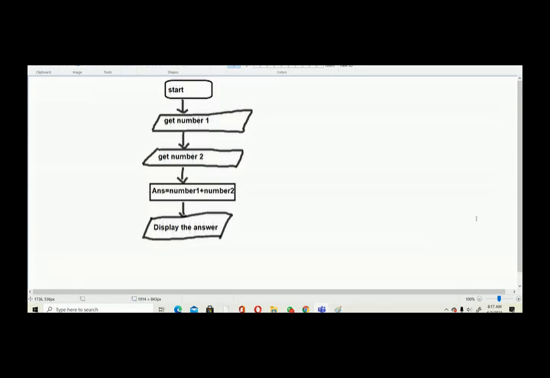Madam, we have to put the end. Yes, we have to put the end steps. Very good. You remembered it, no? So the last step is what? End. Okay. Write end and finish it.